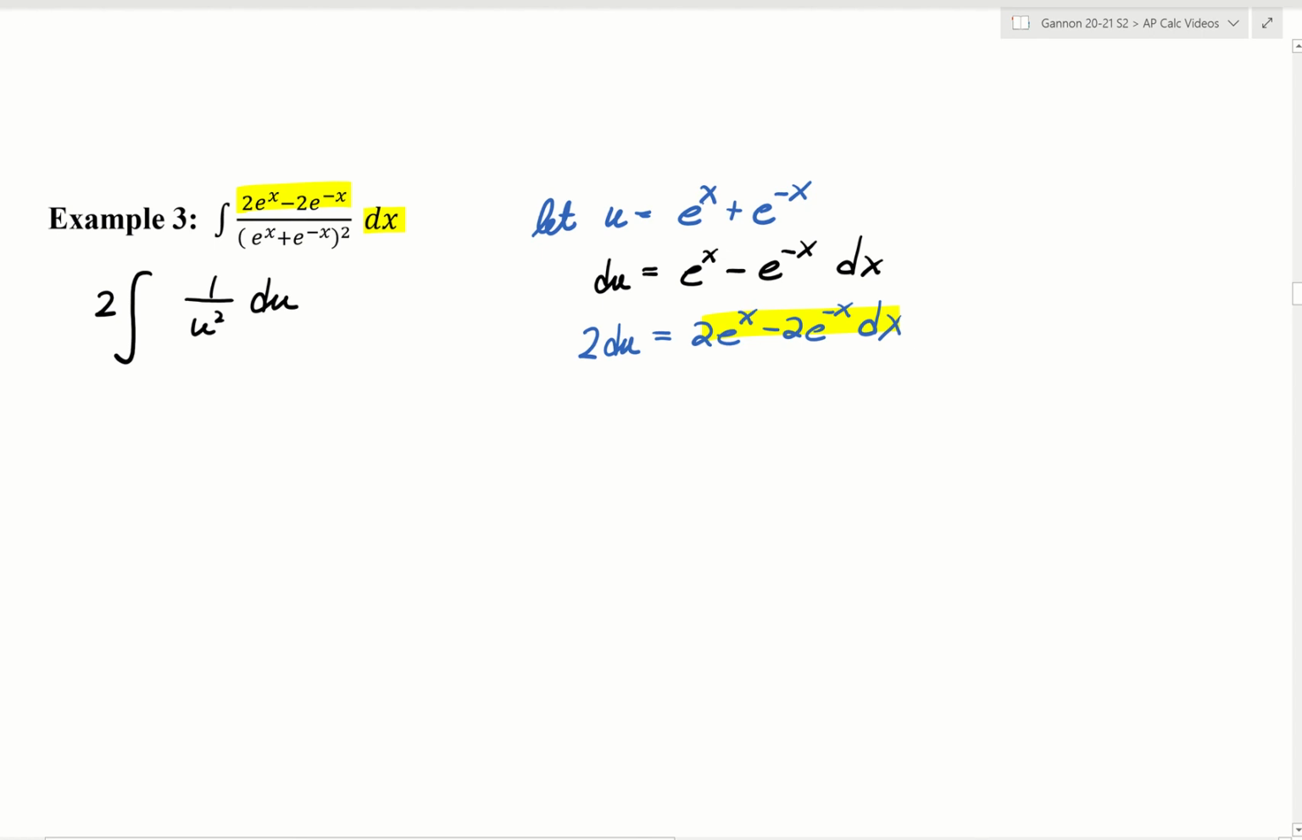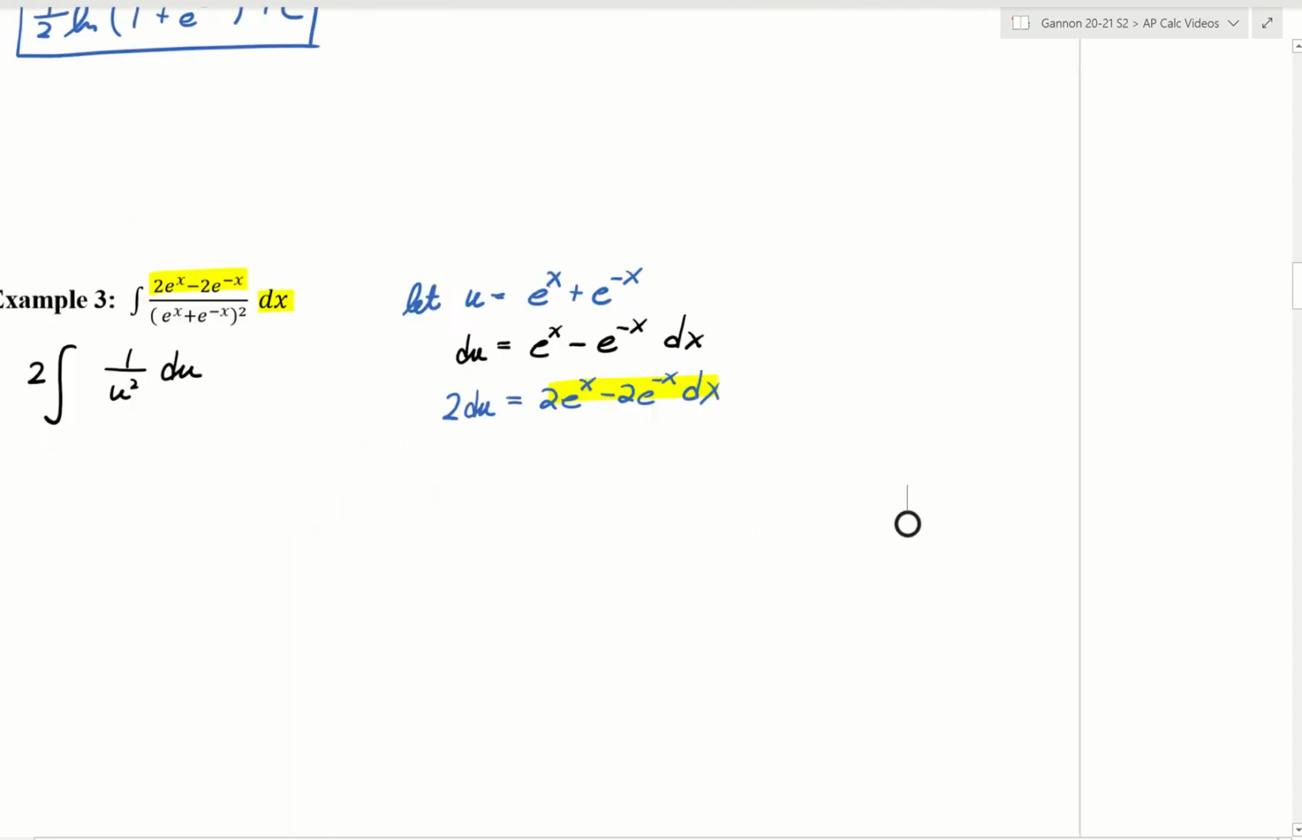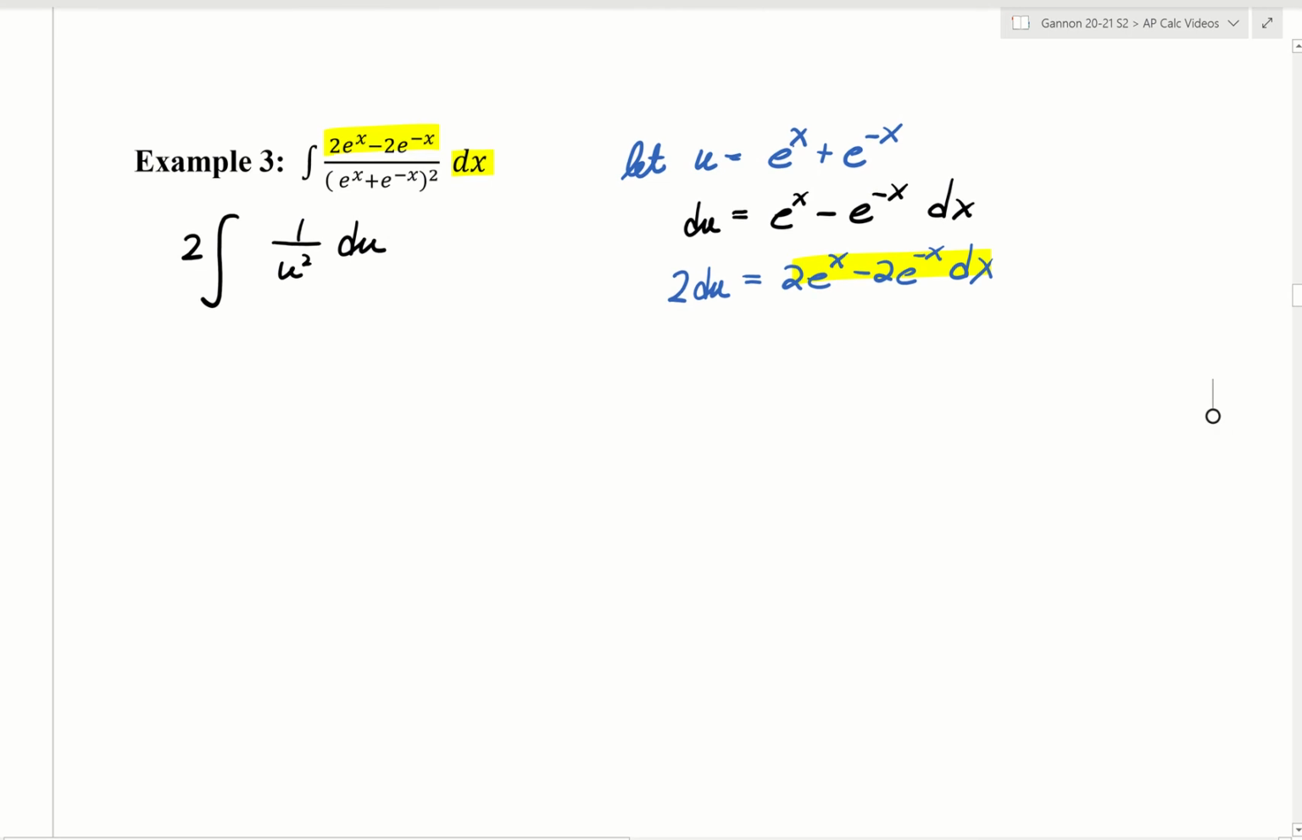Now, what you got to be careful of is 1 over u squared, when you integrate, does not give you the natural log of the absolute value of u. This is going to be done with the power rule. So we're going to go ahead and rewrite it as u to the negative 2 du. And then as we integrate, we've got 2. We're going to increase the power by 1, so this becomes negative 1. Multiply by the reciprocal, so negative 1. And then you've got plus c.